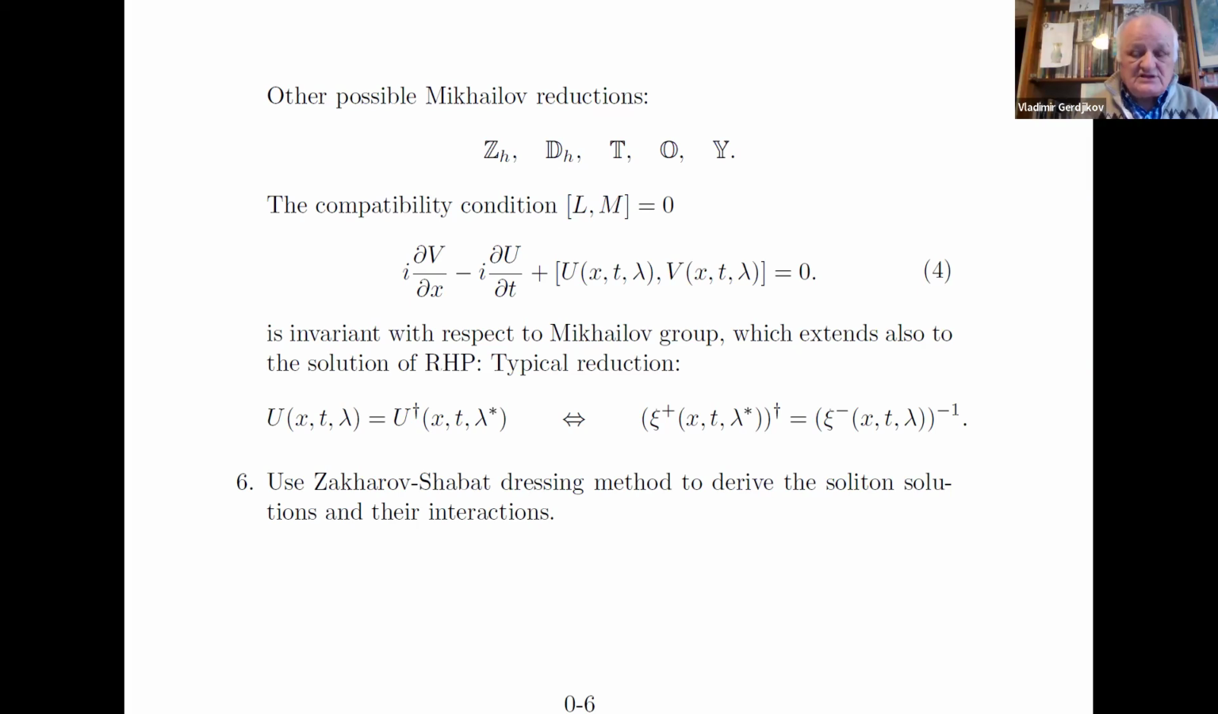And if we apply any of these groups, then of course the Lax representation, which takes this specific form, must be invariant with respect to the Mikhailov reduction group. I demonstrated already that we may have such involutions on the U and V, and that means that, of course, this symmetry transfers to the Riemann-Hilbert problem, and the solution of this Riemann-Hilbert problem must also satisfy the Mikhailov reduction group.